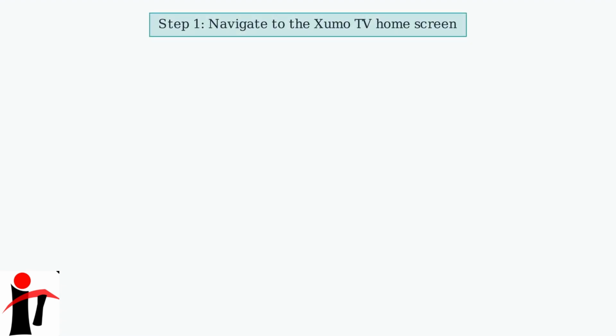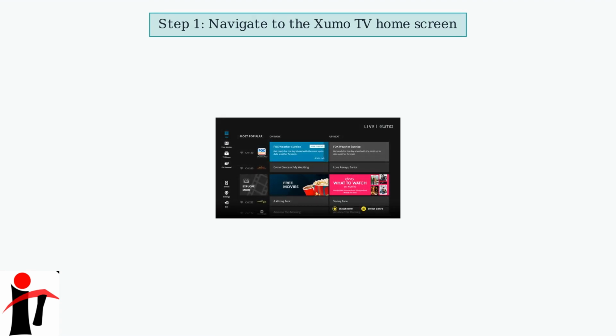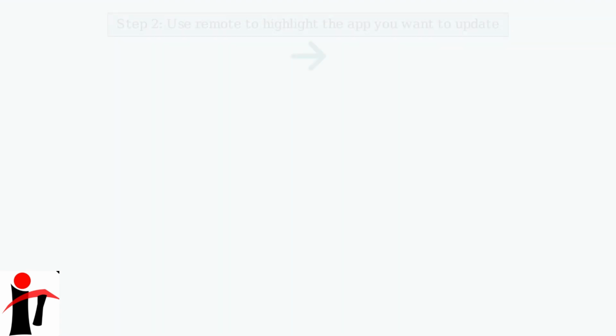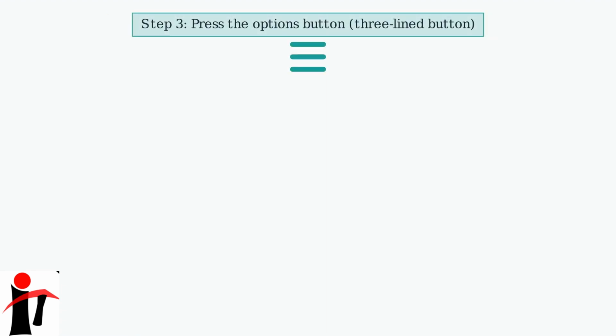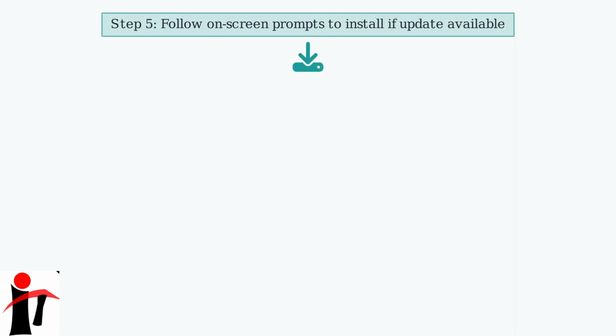To manually check for updates, first navigate to the Xumo TV home screen. Use your remote to highlight the app you want to update. Press the Options button, usually a three-lined button or an OK button with additional functions. Select Check for Updates or Update Now from the menu. If an update is available, follow the on-screen prompts to install it.